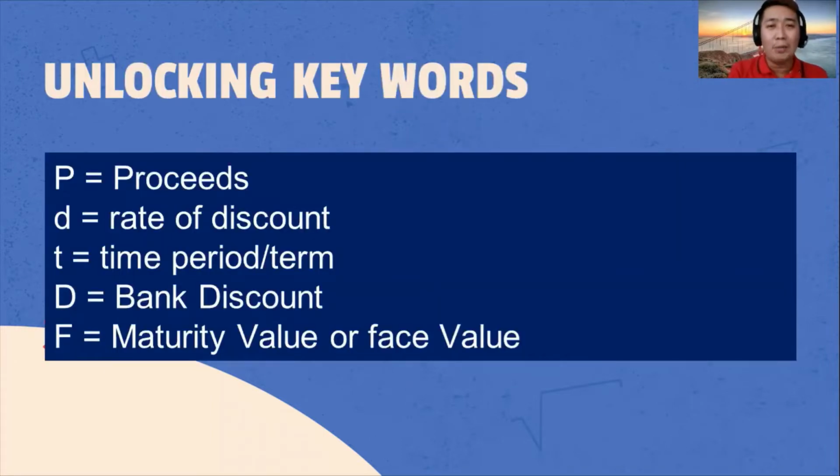Let's now try to unlock keywords for the meantime. P is for proceeds, the amount of money the borrower receives. D is for the rate of discount, the percentage rate charged on a loan or paid on savings. T is the time period or term, which could be the duration of the payment. D is the bank discount. And F is the maturity value, or face value, or final value.